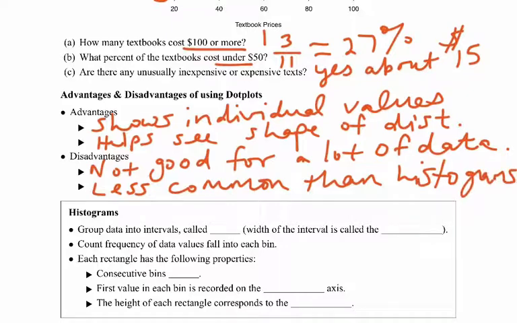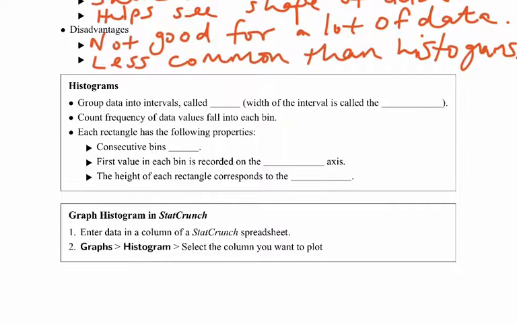All right. So the next way that we can represent numerical data, so far we've got dot plots, now we're going to add histograms to that. Histograms group data into intervals, and the intervals are called bins, B-I-N-S, and the width of each interval is called the bin width, W-I-D-T-H.